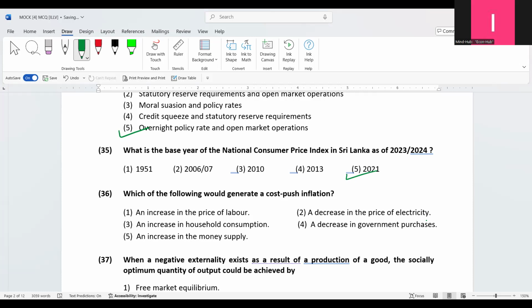Okay. 36. Which of the following would generate cost push inflation? A cost push inflation.